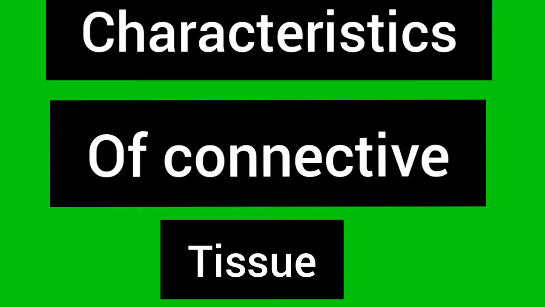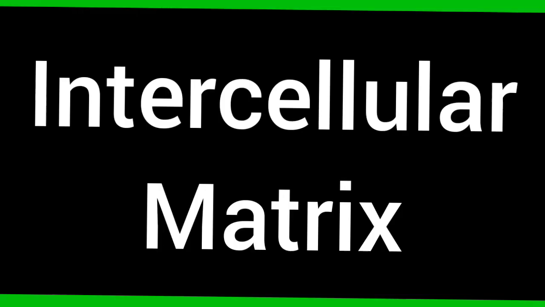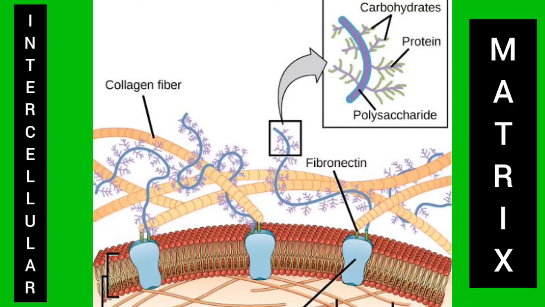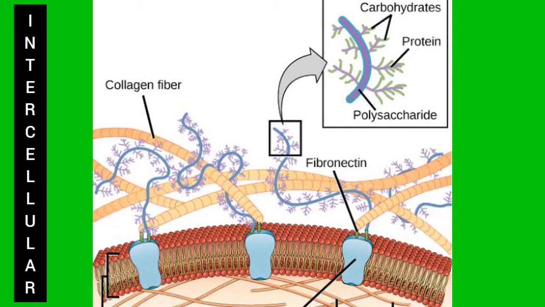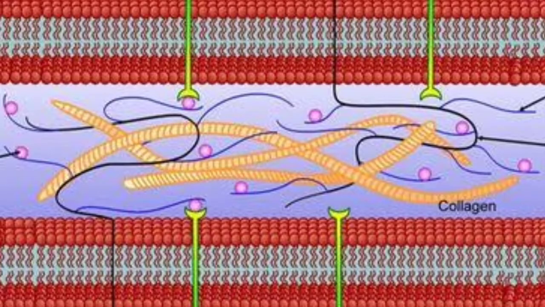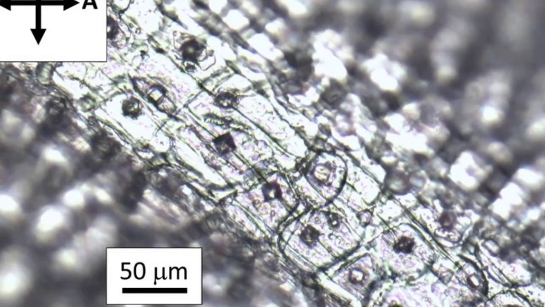So what are the characteristics of connective tissues? You can say that it is formed of a large intercellular matrix. What do we mean by intercellular matrix? Intercellular space means the space between two cells, and the ground substance of that intercellular space is called the intercellular matrix. Whatever is filled in this space is called the matrix, and in this matrix only, cells are embedded.